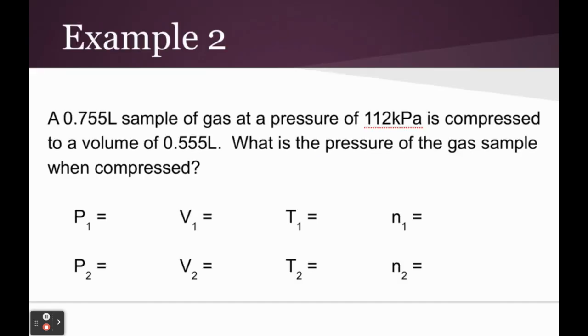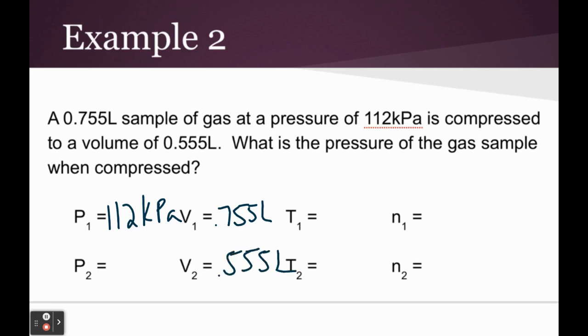Okay, here is example problem number 2. A 0.755 liter sample of gas at a pressure of 112 kPa. 0.755 liters is our V1, and 112 kPa is our P1. And we're compressing that gas to a volume of 0.555 liters. So that is our volume 2. And we want to know what the pressure of the gas sample is when it is compressed to that volume. So P2 is what we're looking for.